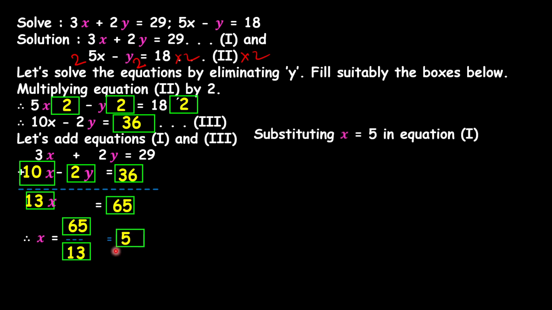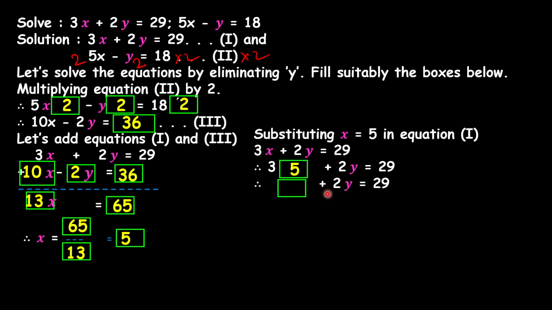Now substitute this value of x in equation number 1. We will get 3x plus 2y is equal to 29. This is the equation number 1. Now replace x by 5, therefore 3 into 5 plus 2y is equal to 29. Now take multiplication, 3 5s are how much? 15 plus 2y is equal to 29.